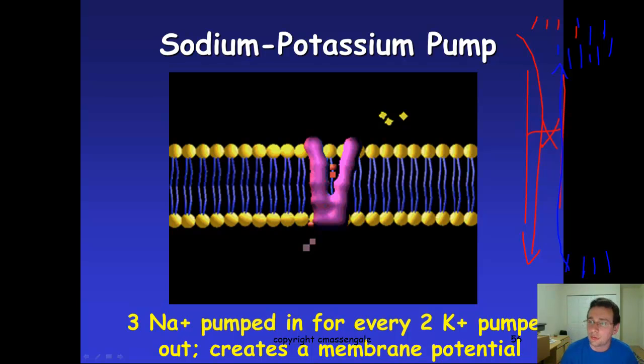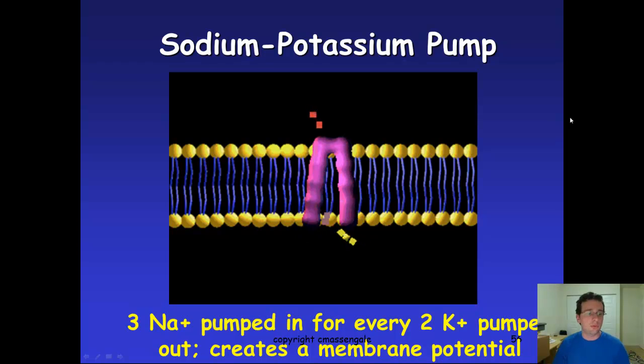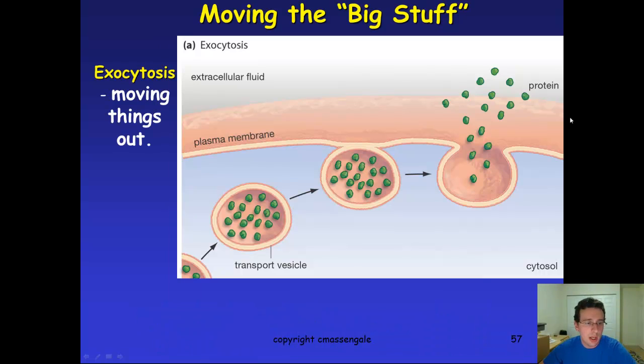Now, to move the big stuff, we have two processes. One of them is called exocytosis, and the other one is called endocytosis. Now, exocytosis is moving things out of the cell. So as you can see here, you have all these little proteins inside a transport vesicle. Now, this vesicle is made of fat. The protein is polar, so it wouldn't get through the membrane.